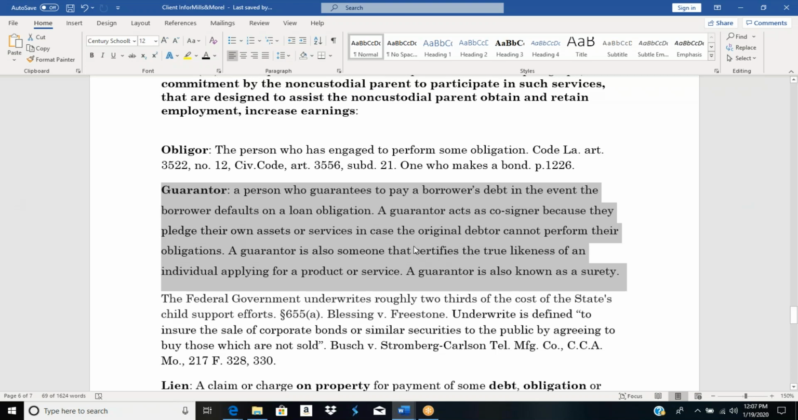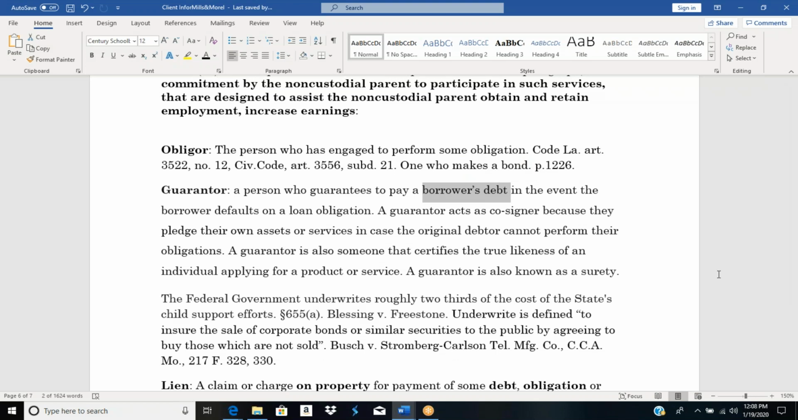You can forget about obligor. It ain't the obligor, you're the guarantor. That's what you are. That's all it is. You guaranteed to pay the borrower's debt. Once you figure out who the borrower is, well, when did I guarantee to pay their debt? That's what you're doing. It ain't got nothing to do with baby mama.